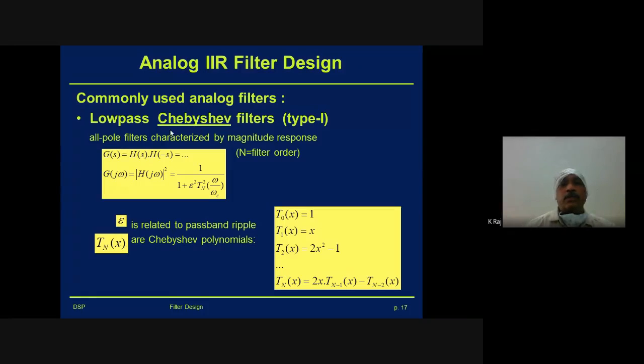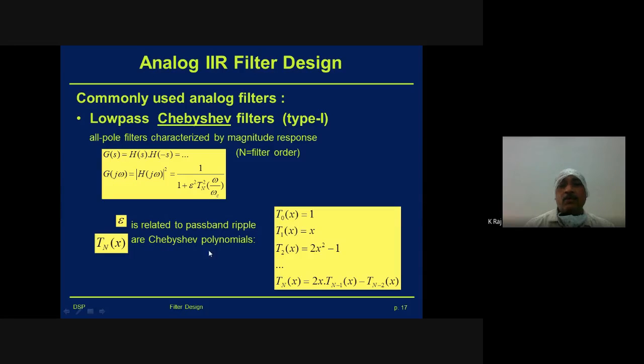In the Chebyshev 1, there are ripples in the pass band, and the transfer function of this one, that is |H(jω)|², may be written in this manner: 1 upon 1 plus epsilon square Tn square (ω by ωc), where Tn is a polynomial, named the Chebyshev polynomial, and epsilon is related to the pass band ripple, which we have described in the previous lectures.